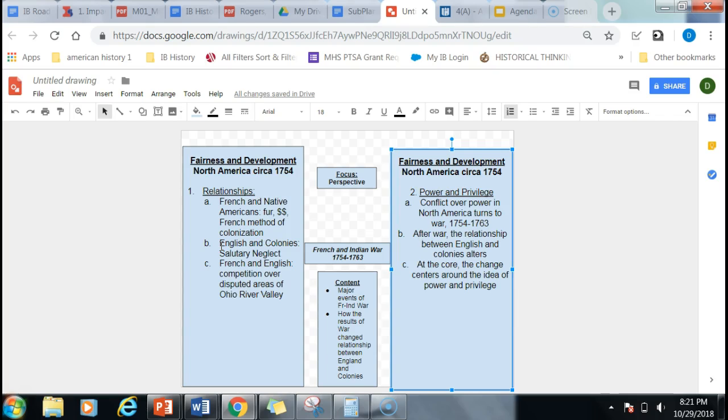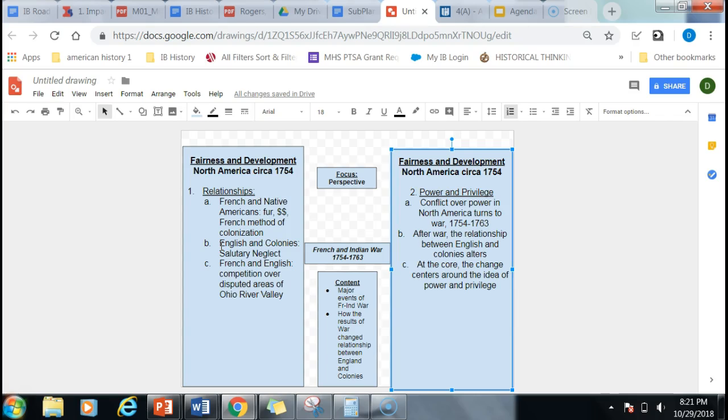Salutary neglect, just like you neglect to do something, you ignore it, you fail to do it. Salutary neglect is essentially the English adopting a policy where they ignore the colonies, and they allow the colonies to pursue self-government, to make economic and political decisions for themselves, as long as the colonies remain loyal to Great Britain. That's salutary neglect.